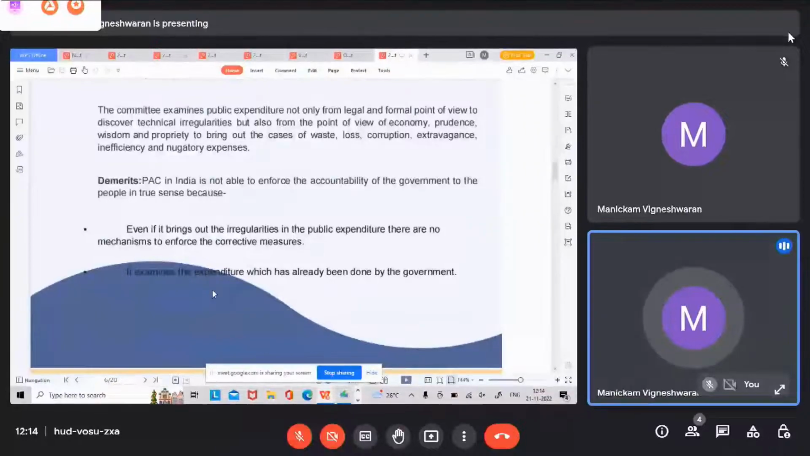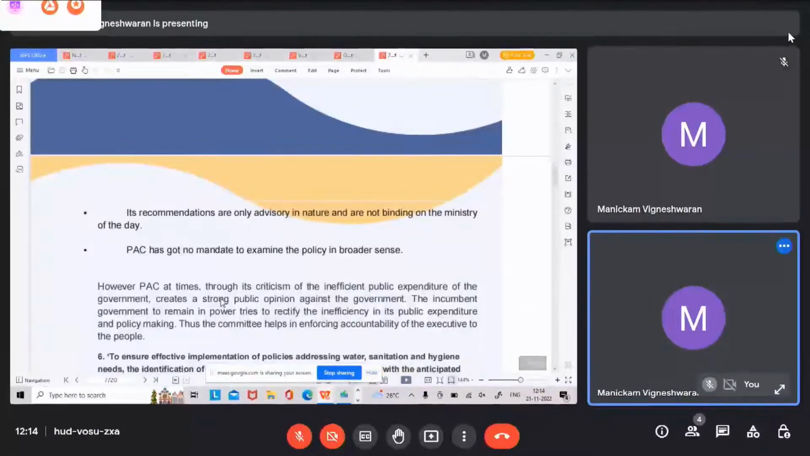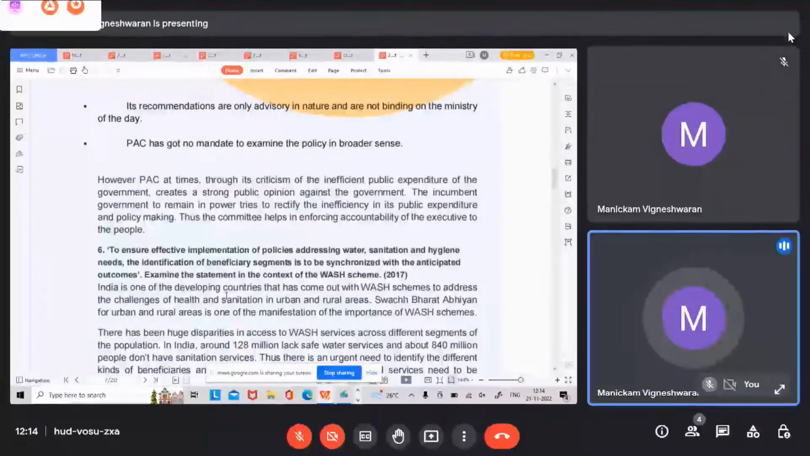The Public Accounts Committee in India is not able to enforce the accountability of the government to the people in the true sense, because even if it brings out the irregularities in the public expenditure, there is no mechanism to enforce corrective measures. It examines the expenditure which has already been incurred by the government. The recommendations are only advisory in nature and are not binding on the ministry of the day. The Public Accounts Committee has no mandate to examine the policy in the broader sense.